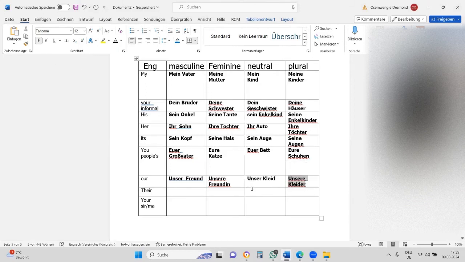Unsere Kleider. Good. So you can see that unsere can be used for both feminine and plural, while unser can be for masculine and neutral. It's just very simple. But the most important thing is you just know the gender of the nouns. Once you know the gender of the noun, then you can apply whatever article you want to apply to it, whether it is possessive or negative, it's your choice.